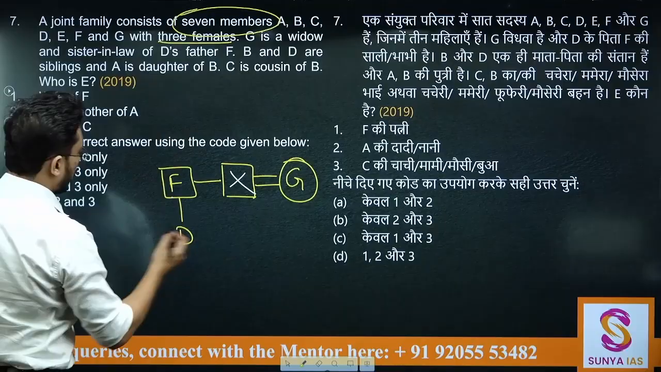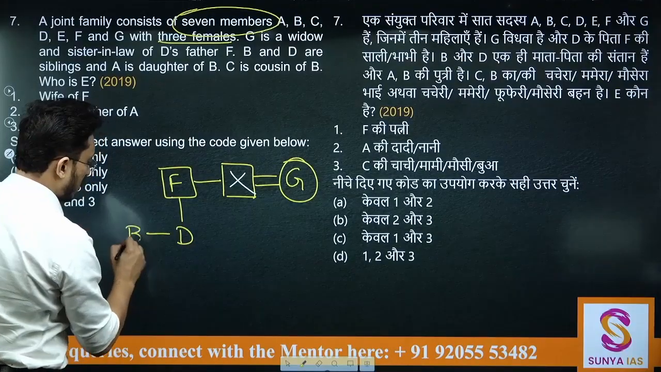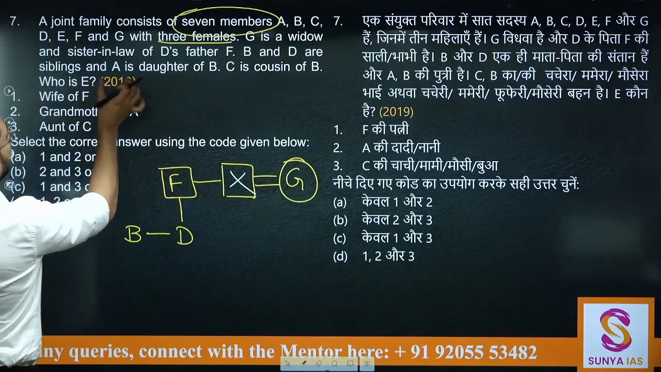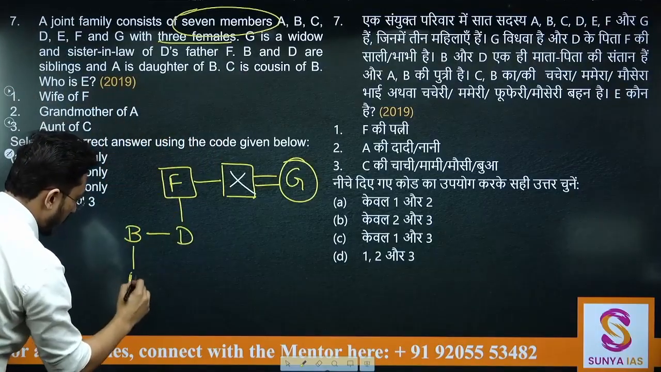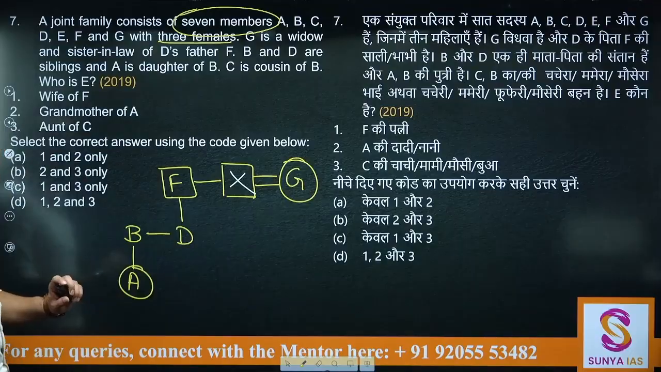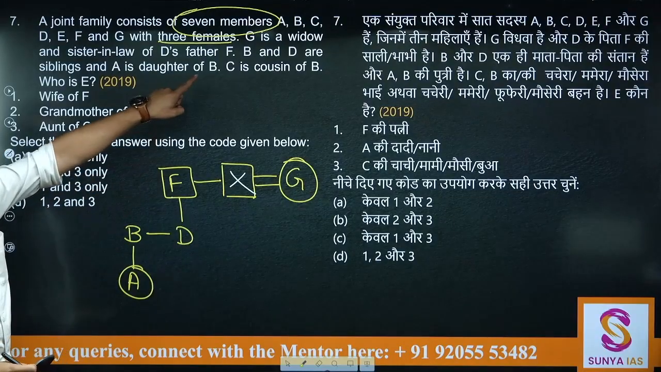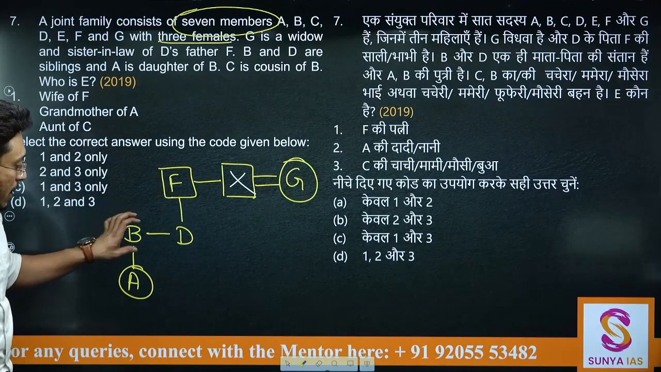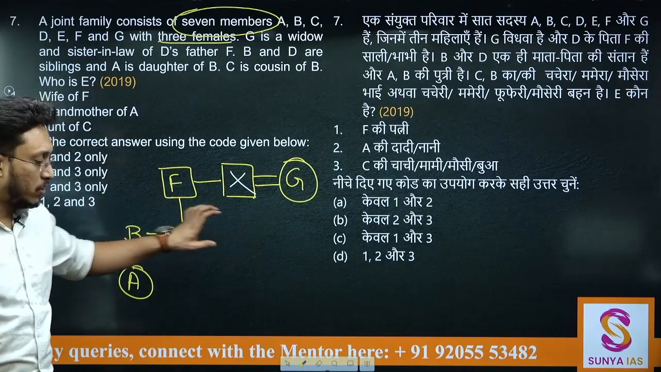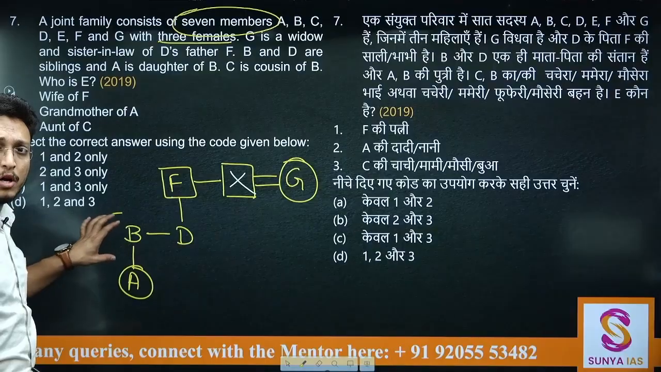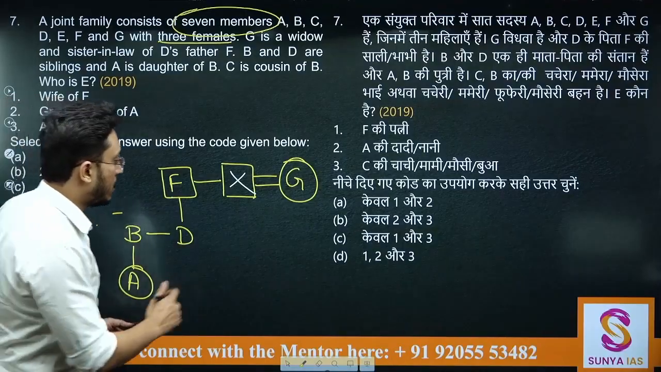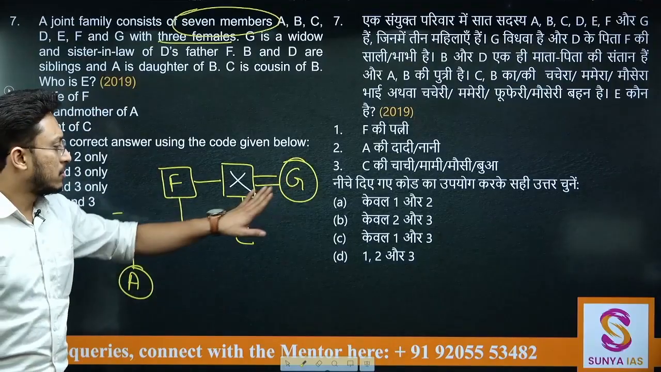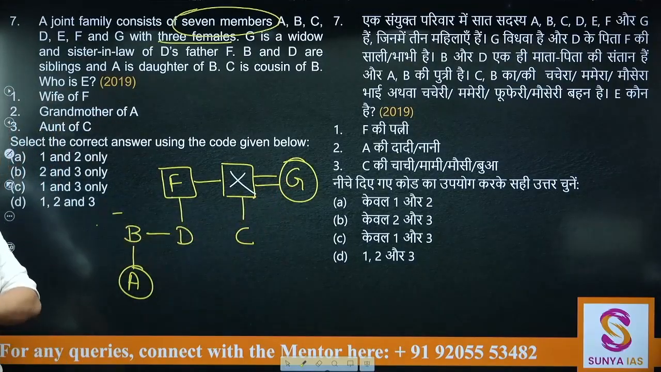So this information is given to us. Next, B and D are siblings. So B and D both are siblings. This we know. And A is the daughter of B. So A is the daughter here of B. C is the cousin of B. Now cousin of B would lie here, because if it were here, C would have been sister or brother of B, but they are specifically saying cousin, so that means C might be G's son or daughter here, G's child.